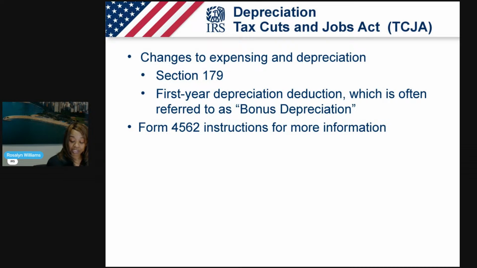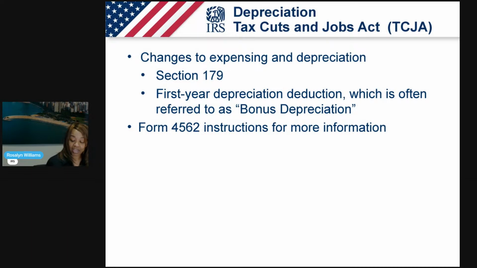The new law increases bonus depreciation from 50% to 100% for qualified property acquired after September 27, 2017, and placed in service after September 27, 2017, and before January 1st of 2023. The 50% bonus deduction rule will continue to apply to qualified property that a taxpayer acquired before September 28, 2017, and placed in service before January 2018.